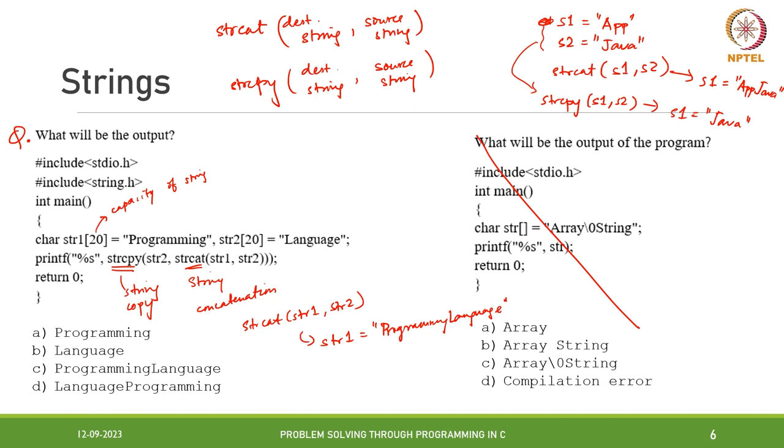Okay, now after that we copy this value to str2. So str2 basically becomes this value, right? And that is what is being printed here. So str2 is the destination string, and that is what is the output from this strcpy. So that is what will be printed here, and basically that's option C, which is programming language. Okay, is it clear? Yes, sir.